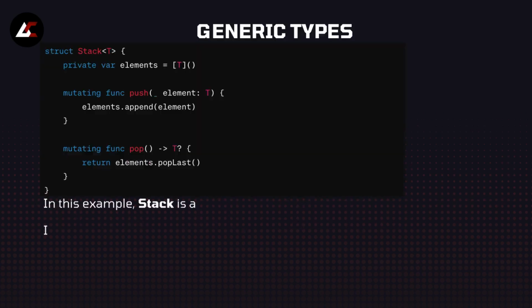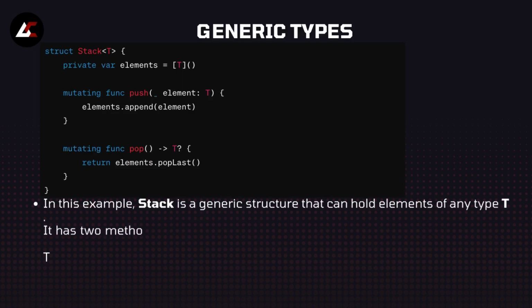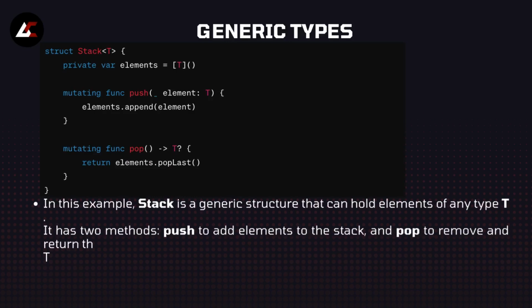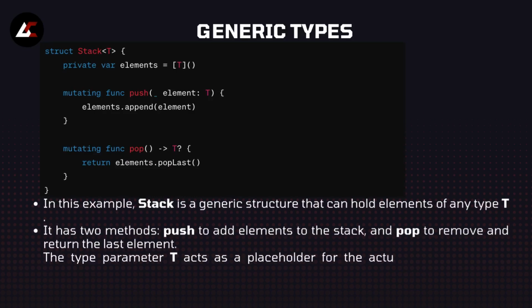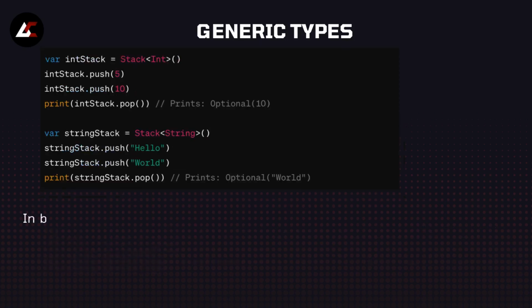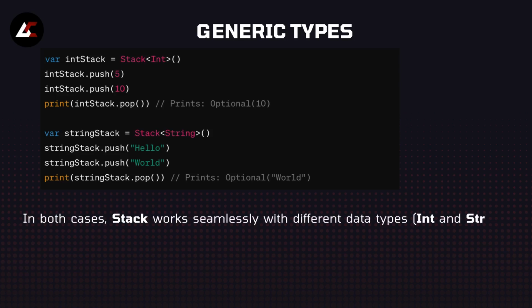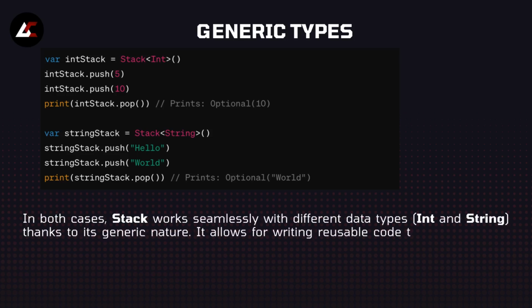In this example, Stack is a generic structure that can hold elements of any type. It has two methods: push to add elements to the stack and pop to remove and return the last element. The type parameter T acts as a placeholder for the actual data type of the elements in the stack. In both cases, Stack works seamlessly with different data types, Int and String. Thanks to its generic nature, it allows for writing reusable code that can adapt to various types without repetition.